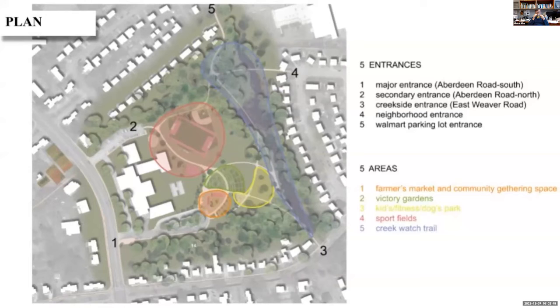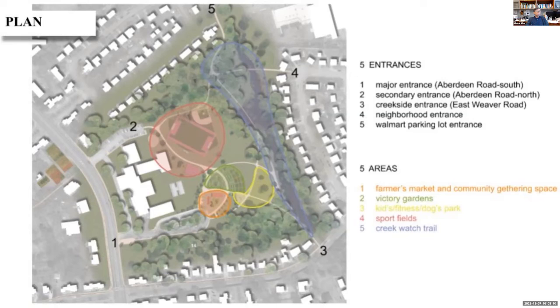Okay, let's move to the primary school side. Let me introduce you to the programs. So here are 5 major areas. The orange is the farmers market and community gathering space. Light green is Victory Gardens. Yellow is Kids Park, Fitness Park, and Dogs Park. Light red is Sports Field, and blue is the Creek Watch Trail.